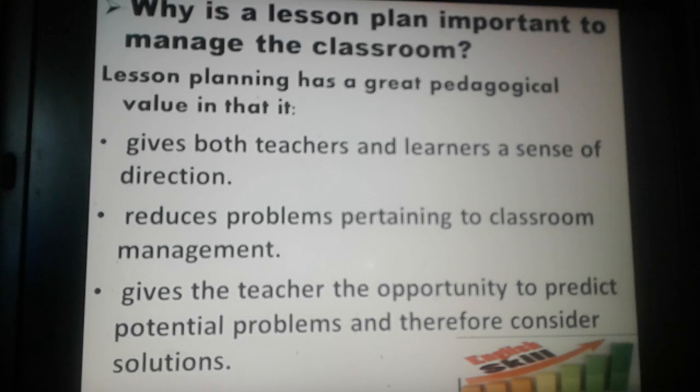Gives the teacher the opportunity to predict potential problems and therefore consider solutions. While the teacher is preparing a lesson plan, he will predict some problems that he might face in the classroom, and he will think about some solutions to solve these problems. So a lesson plan helps the teacher to reach an efficient learning, and also to explain the lesson in a good atmosphere, because students will be concentrating on the teacher's explanation.